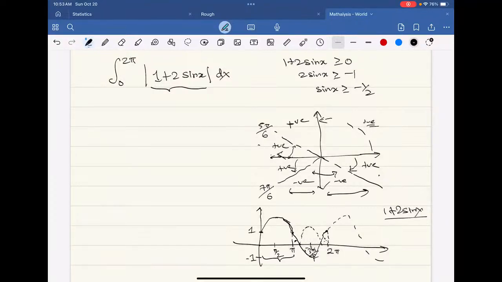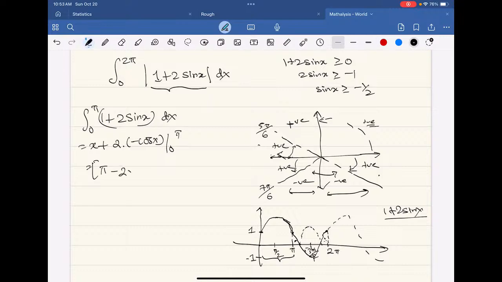Okay, let's do that. First of all, let's find out the area from 0 to pi, and we know that it's positive over there. So 0 to pi, 1 plus 2 sine x dx, and this is just x plus 2 times minus cos x from 0 to pi, minus 2 times cos pi is -1 minus 0 minus 2, right? So this is pi plus 2, which is pi plus 4. Okay, we got that area.